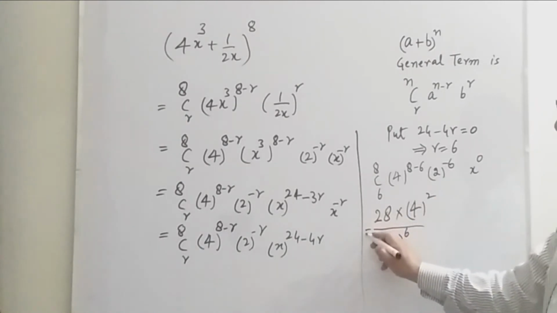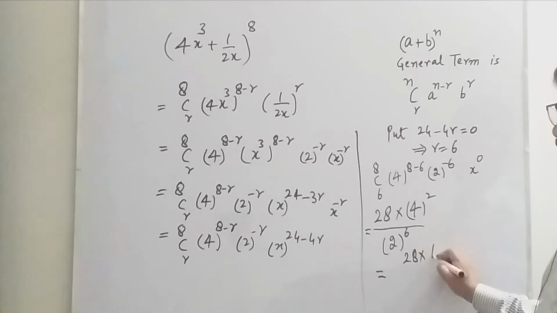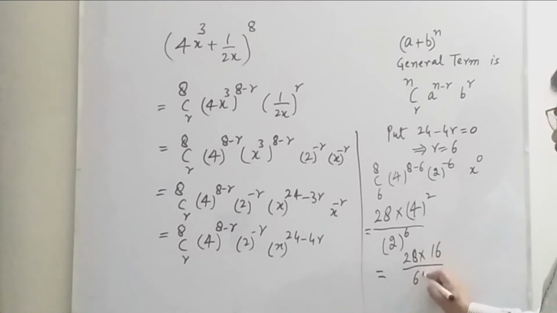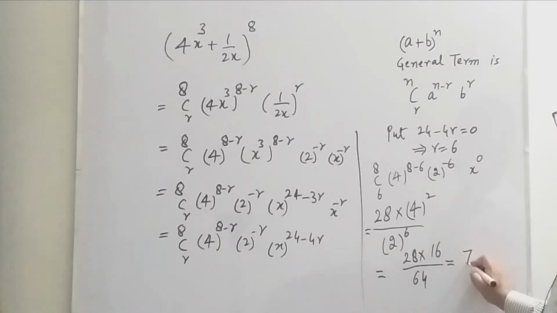Now 8C6 will be equal to 28, into 4^2, and this power will become 2^6. Here we will write 28 multiplied by 16 divided by 64. On simplification, the answer will be 7. So this is the term which will be independent of x.